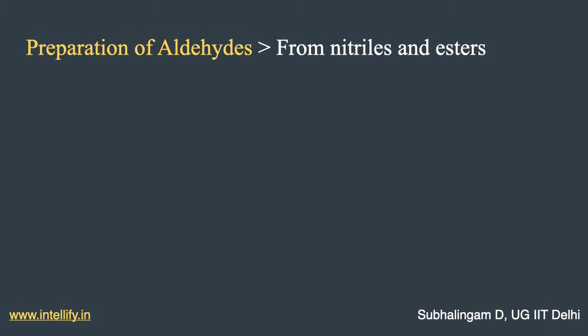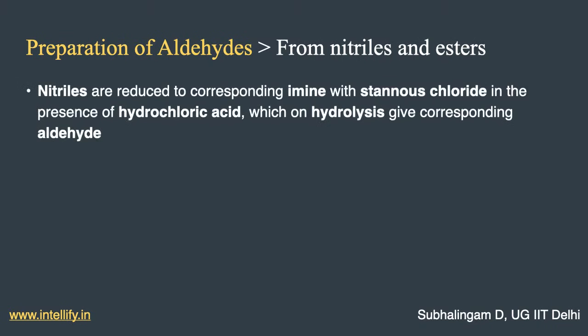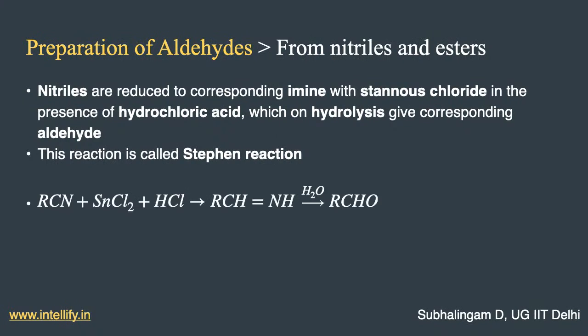Next, from nitriles and esters. Nitriles are reduced to the corresponding imine with stannous chloride in the presence of hydrochloric acid, which on hydrolysis gives the corresponding aldehyde. This reaction is called Stephen reaction. For example, I have taken RCN with SnCl2 and HCl, that is stannous chloride in presence of hydrochloric acid. I get RCH=NH, that is called imine, and upon hydrolysis of the imine I get RCHO, that's an aldehyde.